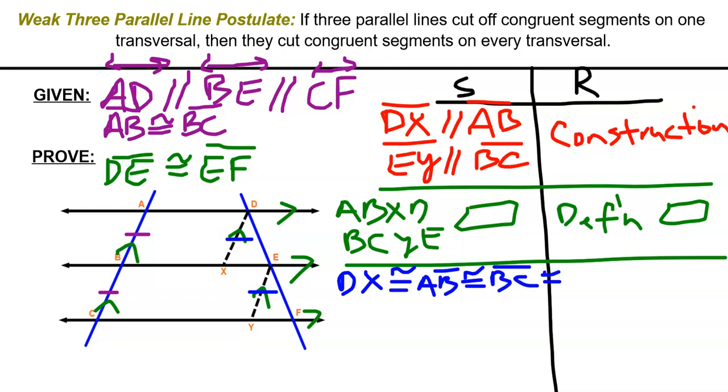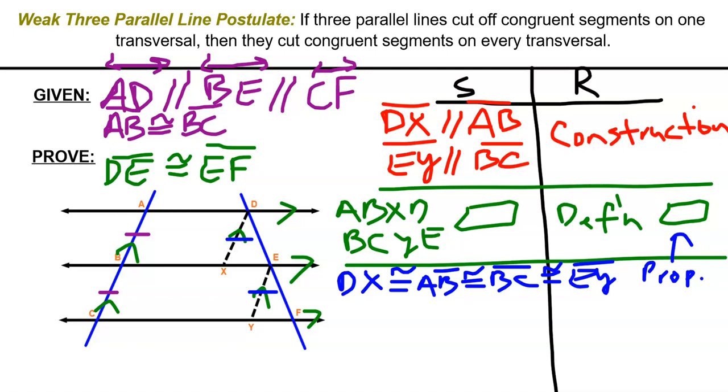which is congruent to EY, and that is because of the properties, is one of the properties of a parallelogram. And again, for the sake of space, I'm going to string these all together using the transitive property. So DX is congruent to AB, is congruent to BC, is congruent to EY. Great. Well, how does that help us? Well, it tells us that two other segments are congruent, and now we can start looking at triangles DXE and EYF to say, can we find congruent triangles so that DE and EF, which are the corresponding parts of those triangles, can be said to be congruent?